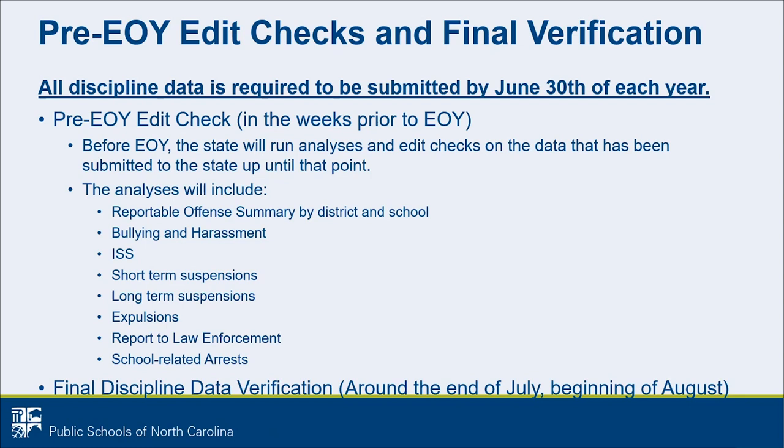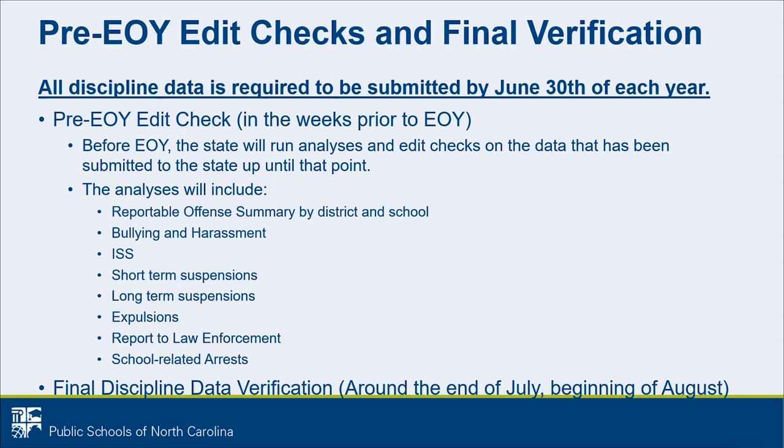We typically send that out at least 3 times before EOI so that you can make sure that the data is as accurate as possible, but also that any data edits or changes that have been made are being reflected appropriately in the state's data. We also do another round of data verification following EOI. This is called the final discipline data verification. Since we've started doing the pre-EOI, fewer districts have actually been submitting their final verification. We really would like for everyone to do this.